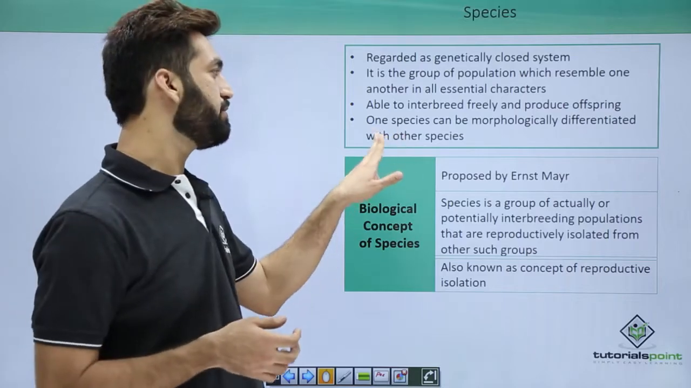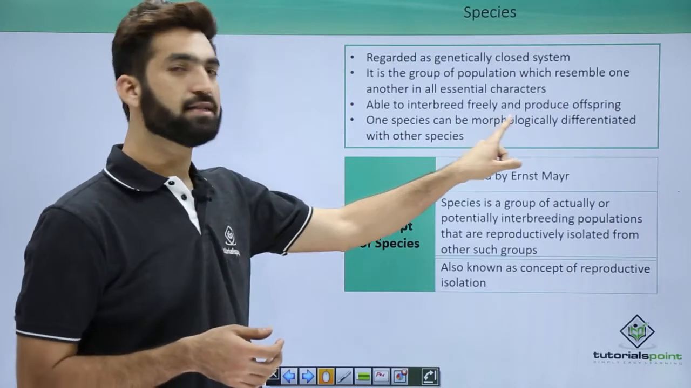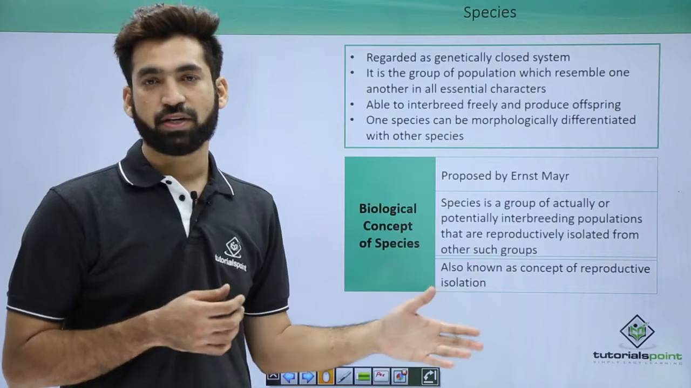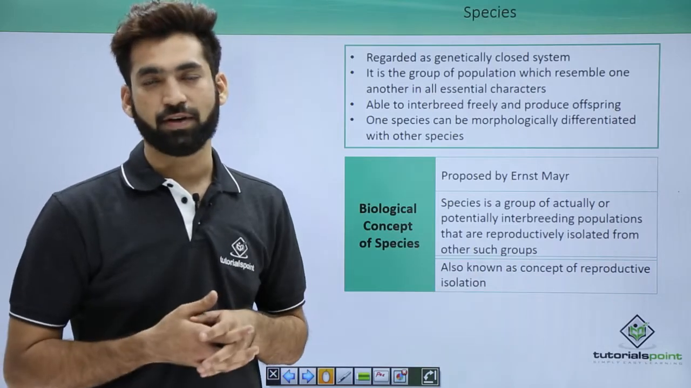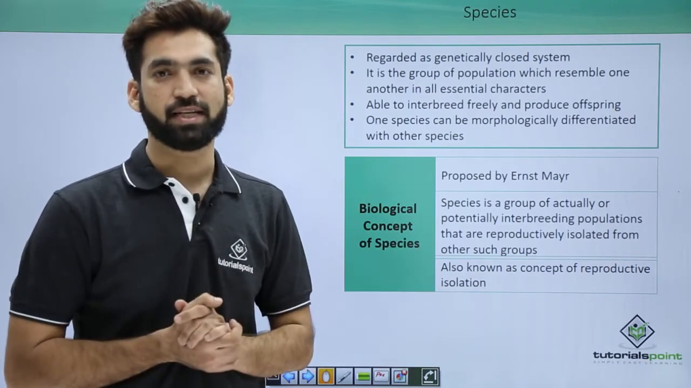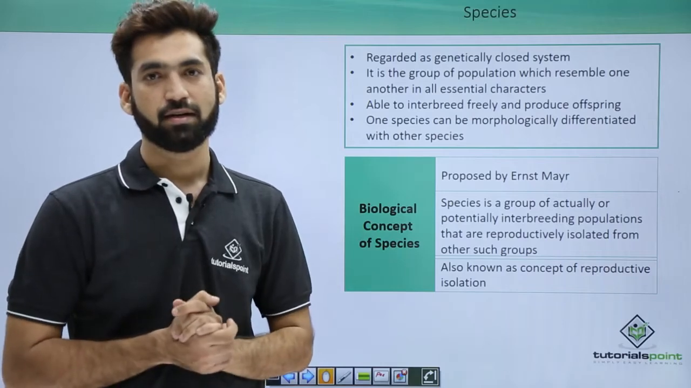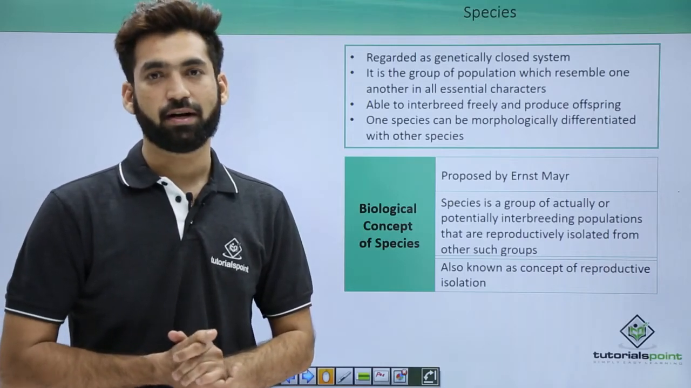You can easily distinguish between two species morphologically, like potato and brinjal are morphologically differentiated, belonging to the same genus, but their species are different. In the next session, we'll be talking about genus.